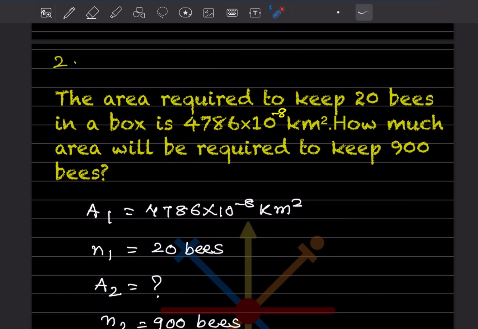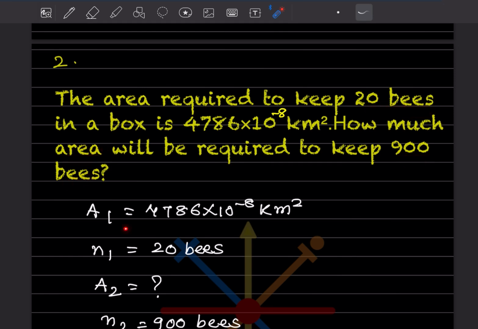Here, the area required to keep 20 bees in a box is given, that is 4786 into 10 raised to minus 8 kilometer square. So how much area will be required to keep 900 bees? So now we can consider these. There are two different areas given, as well as this 20 and these 900 bees.